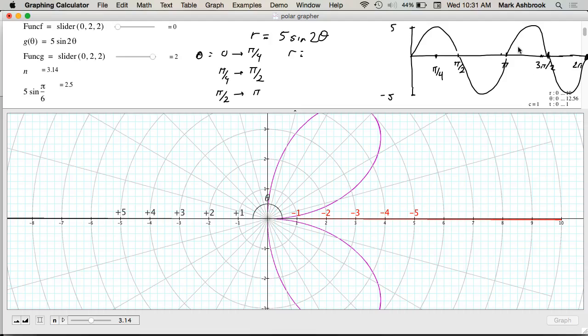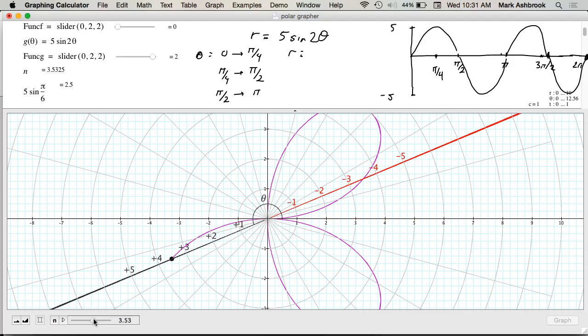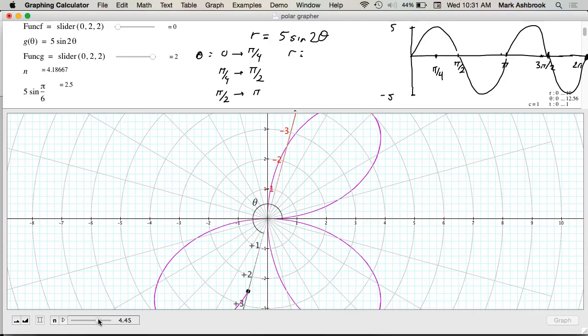Now we're back in positive territory in the third quadrant, from pi to 3 pi over 2, up to positive 5 here, back to 0, and then negative territory, 0 to negative 5 to 0.